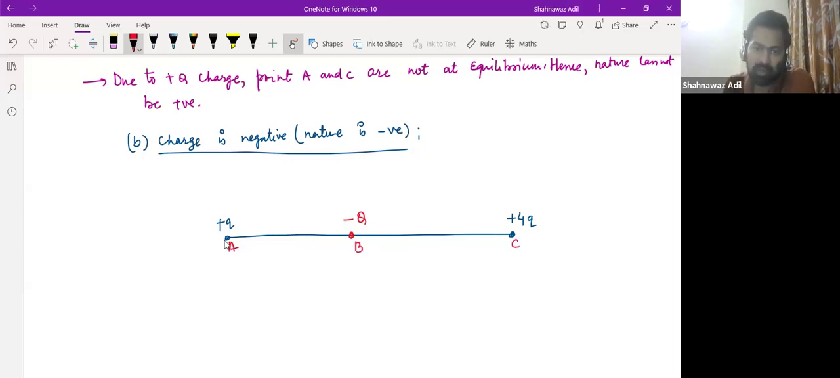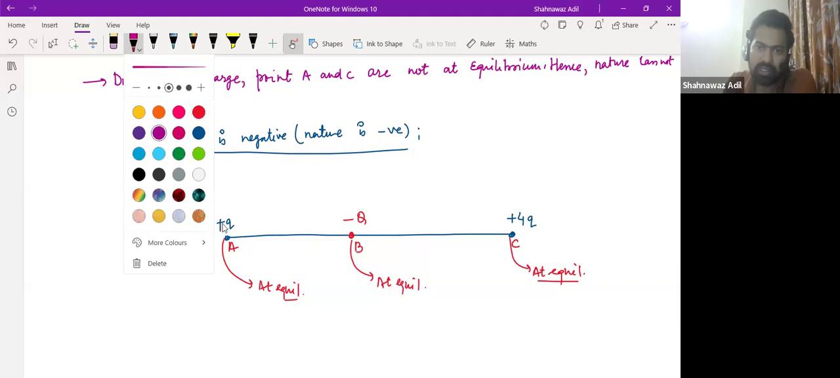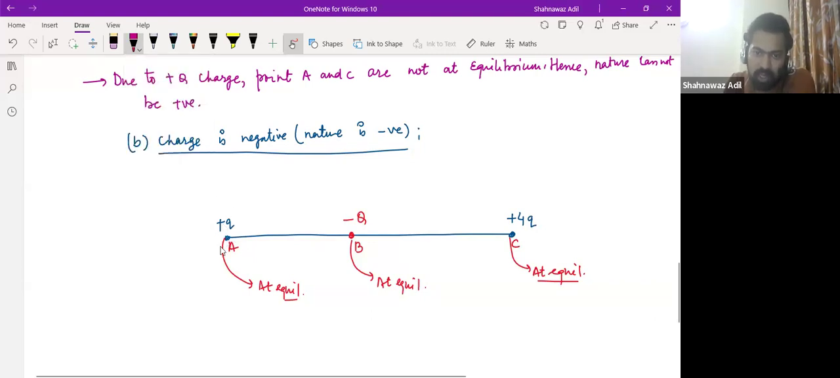The whole system is at equilibrium. So this is at equilibrium, this is at equilibrium, and this is also at equilibrium. So let's check this case, if it is true or not. Let's start with point A. At point A there are two charges, this one and this one. Due to minus Q charge, would the force be attractive or repulsive?